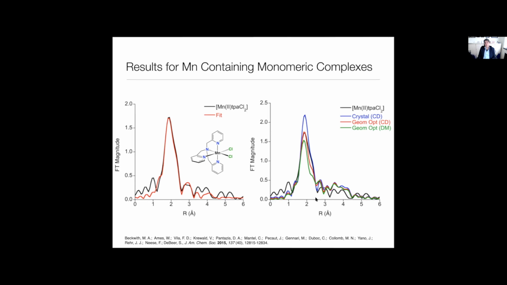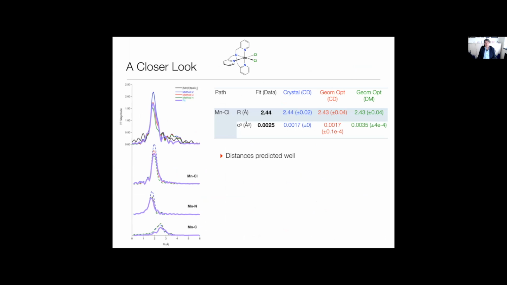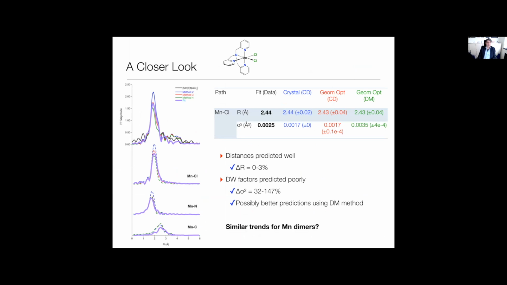And in the paper, we go into detail comparing them. If you take a closer look, the distances are predicted well. The Debye-Waller factors aren't predicted particularly well, so they vary by a factor of 2 to 3 from the fitted values. But by and large, that is not a train wreck.